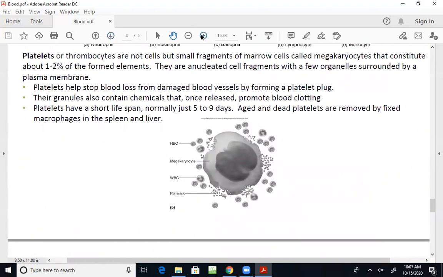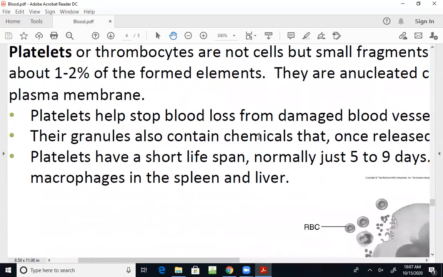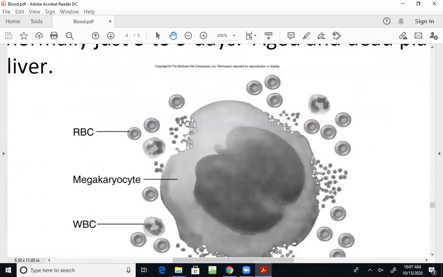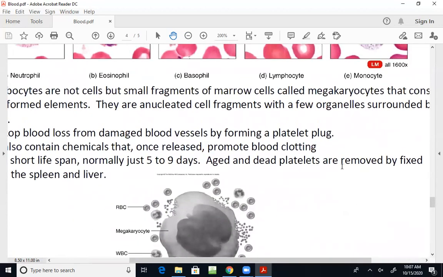Okay, our final formed element of our blood is our platelets or thrombocytes, which I've already mentioned are not actually cells, but are small fragments of a much larger cell, marrow cells called megakaryocytes. Here we show one. They only represent about 1 to 2% of the formed elements of our blood. These little speckles that you can see are coming off of the megakaryocyte. Those are the platelets that leave the bone marrow and enter our blood, where they then function.